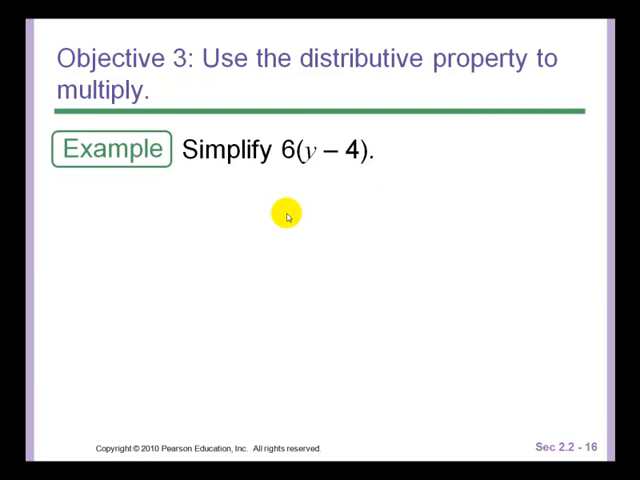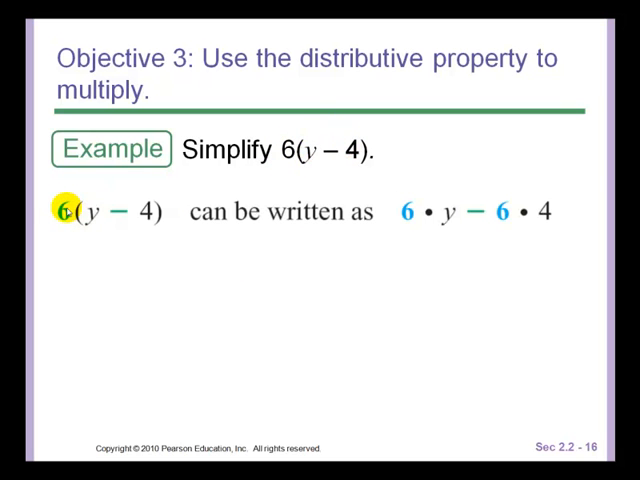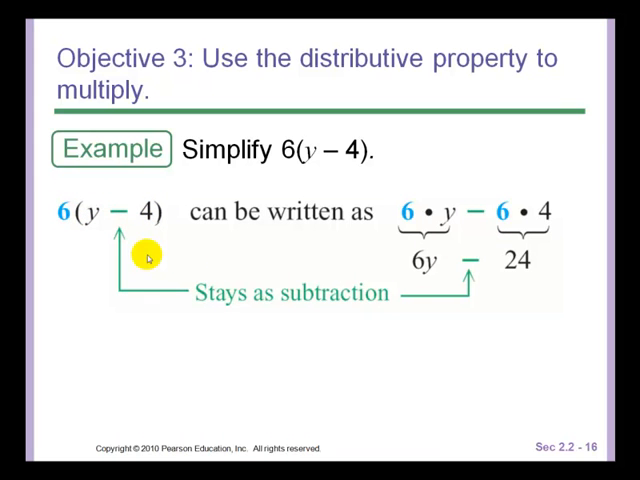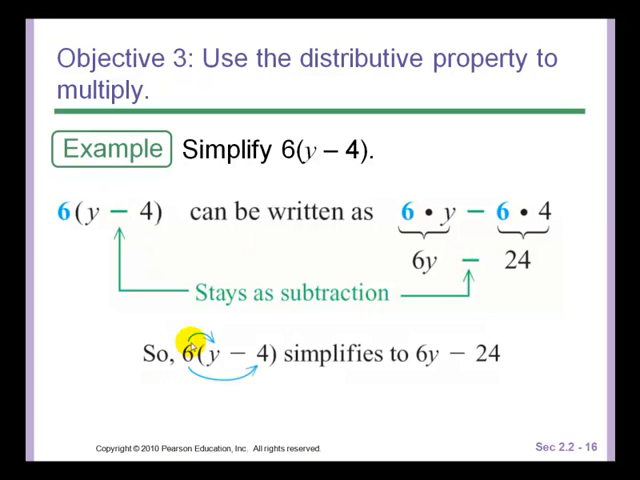Now we will use the distributive property. We have the 6, and we are going to distribute it to both parts of the parentheses. So 6 times (y minus 4) can be written as 6 times y minus 6 times 4. People often forget to take the 6 and multiply it by the second term in the parentheses. Notice the subtraction just stays a subtraction. Therefore, 6(y minus 4) simplifies to 6y minus 24.